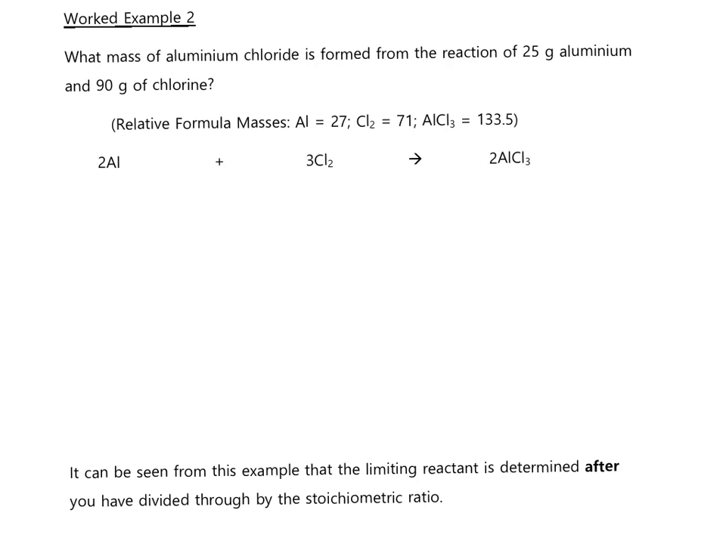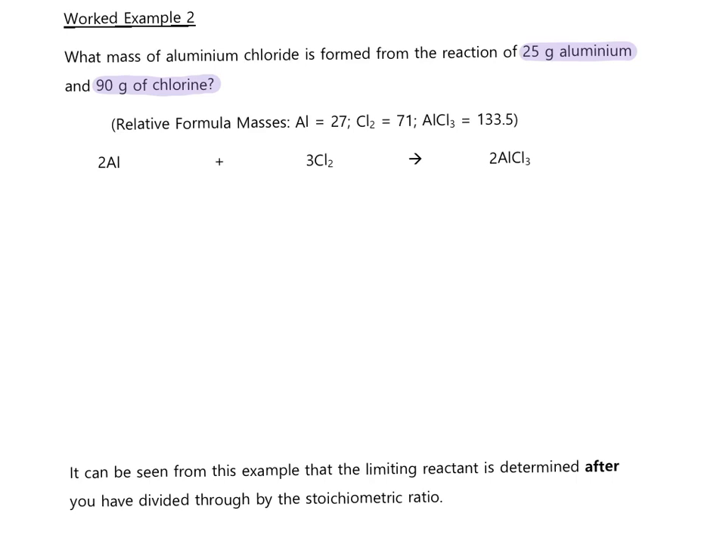So worked example 2 says, what mass of aluminium chloride is formed from the reaction of 25 grams of aluminium and 90 grams of chlorine? So again, you can see that we've been given 2 masses of our reactants. We've been given 25 grams of aluminium and 90 grams of chlorine. And the likelihood is these haven't been mixed in the exact ratios. So we need to determine which we have less of. And we have less by mass of aluminium, but we may not have less by number of moles. And that's what we have to work out first of all.